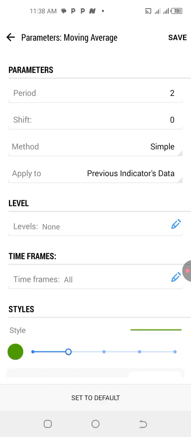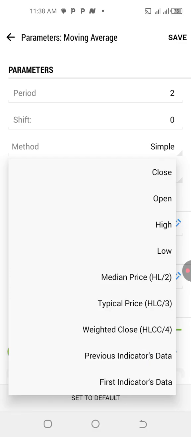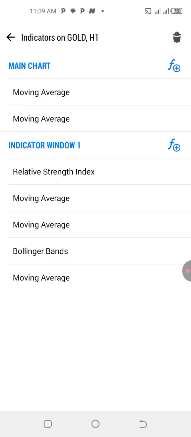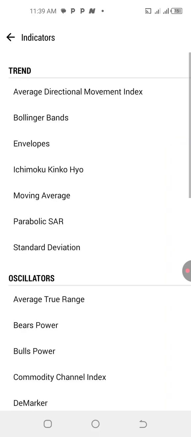Method, simple, then apply to. You make sure that you choose previous, all right? Previous. Then the color style, you put green. You click done. For you to add indicators, you need to make sure that you are selecting indicator window 1. You click right there for you to add.